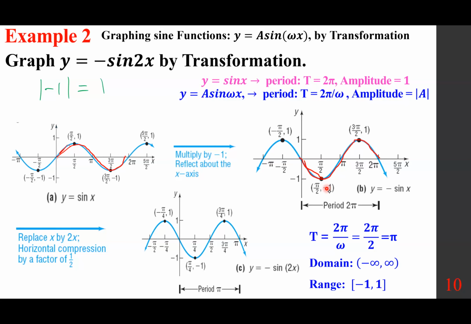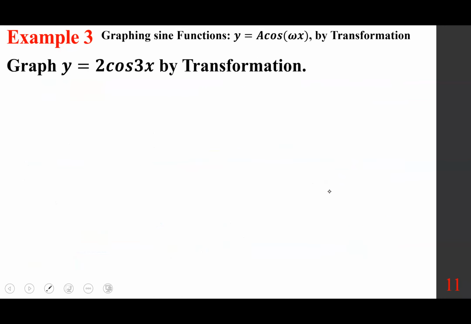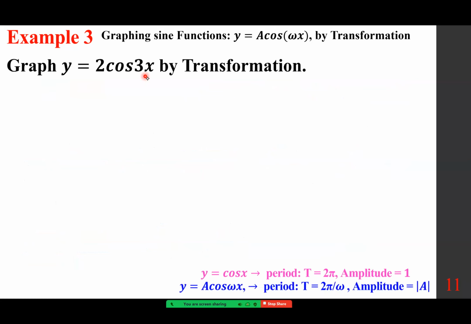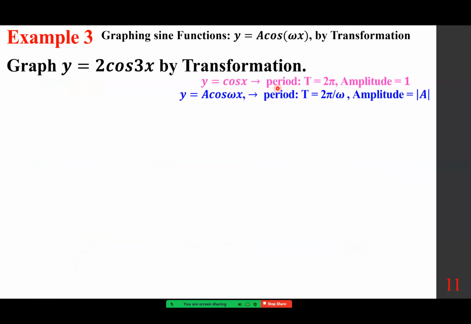So again, basic transformation of sinusoidal functions. What about y equals 2 cosine 3x? And again, reminding everyone of the same thing here. When y was cosine, the period was 2 pi, amplitude was 1. If we have it as a cosine omega, the period is 2 pi over omega, the amplitude is the absolute value.